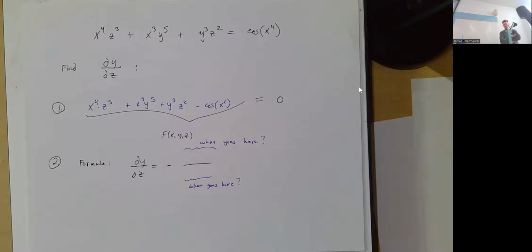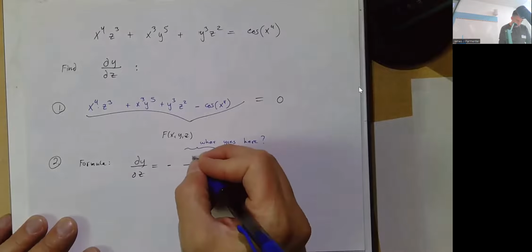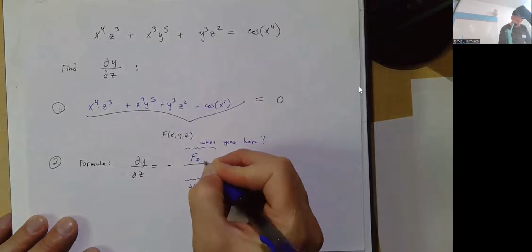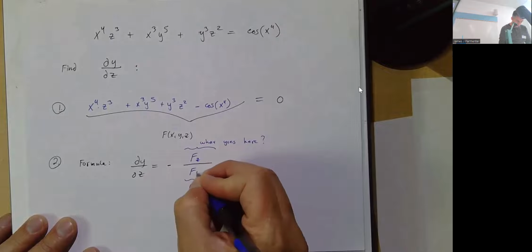All right, let's see what we've got here. So our first step, if we're trying to do this fast way, is to write everything equal to 0. So we just subtract cosine of x to the fourth from both sides. And then if we want to find del y del z, it's going to be the negative of the partial of f with respect to z divided by the partial of f with respect to y.